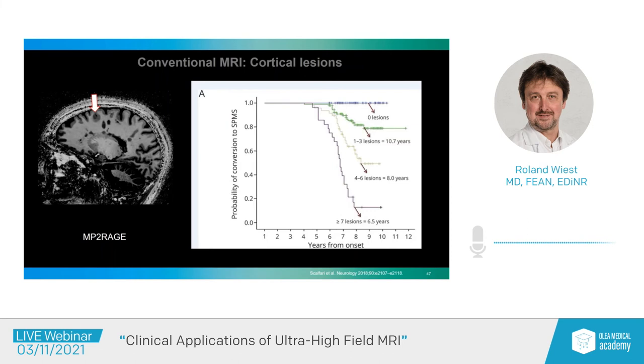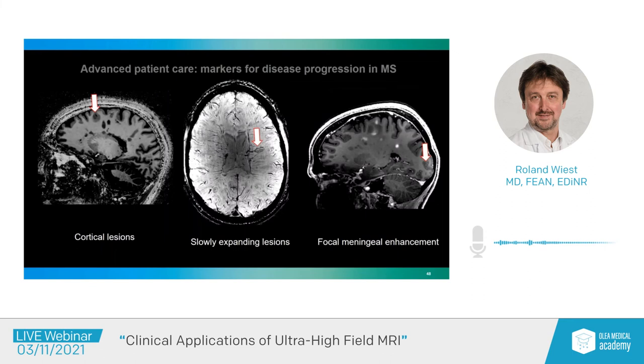By that, I think 3 markers can really add additional confidence by using ultra-high field MR: the presence of cortical lesions, the presence of slowly expanding lesions with these classical perilesional rims, and the focal meningeal enhancement. And according to the literature, the diagnostic yield of seeing this focal meningeal enhancement is boosted by a factor of 3 once you change from 3 Tesla to 7 Tesla MR.